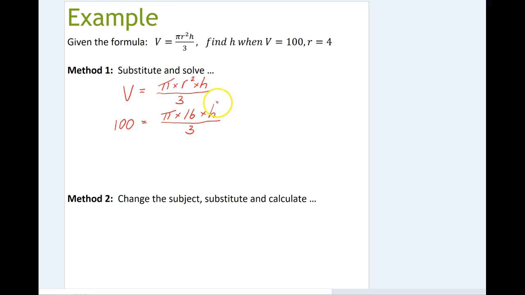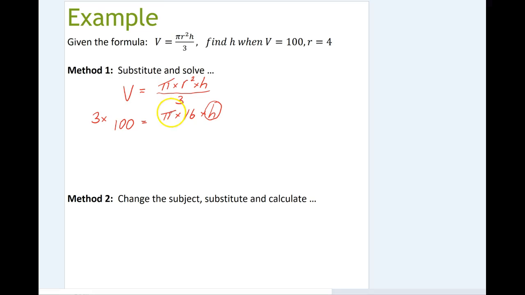Now in solving for h, we need h to be on the top, which it is, but it has to have all the other values moved to the other side in the correct order. Okay, now h is being times by 16 and times by pi and divided by 3. That's the way the order of operations would probably work. So we need to get rid of the divide 3 first by timesing it to the other side. So I'll do that and just rub it out. It's gone now. Let's get rid of the pi.